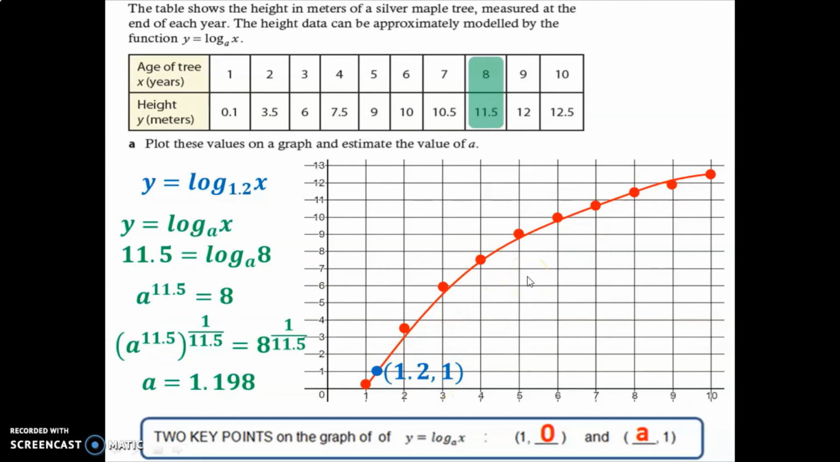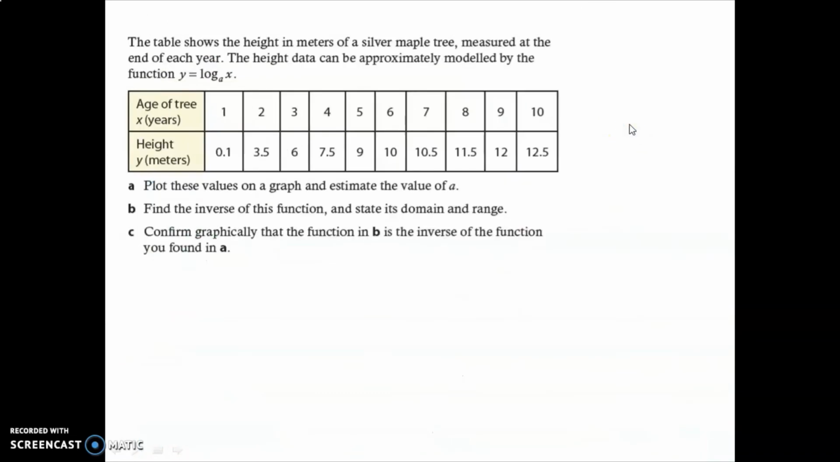All right, so we've done good modeling with exponential curves and now log curves. Good question. Let's keep this one going. There's a few more questions to look at. Find the inverse of the function and then state the domain and range. So again, here's the function we just created. Find the inverse, state its domain and range.